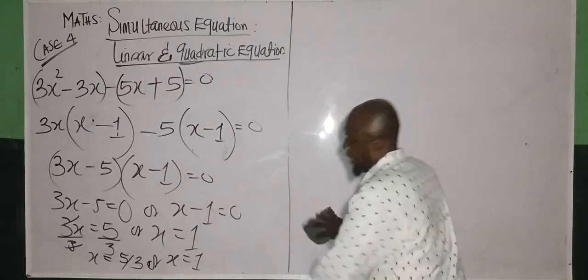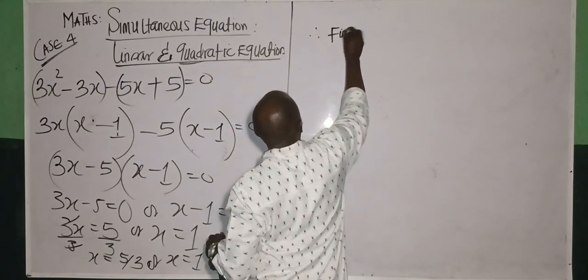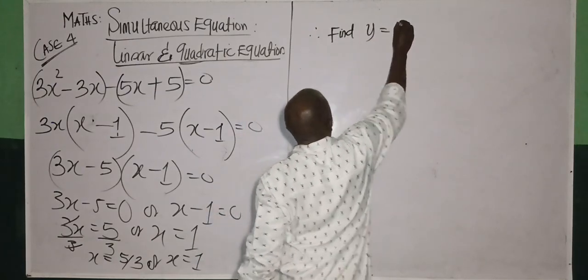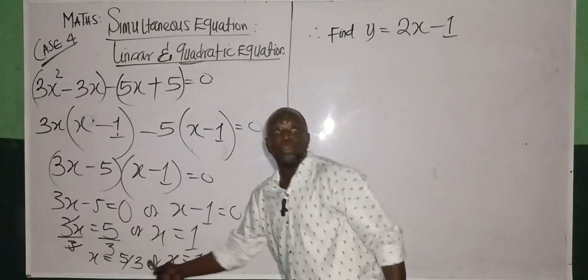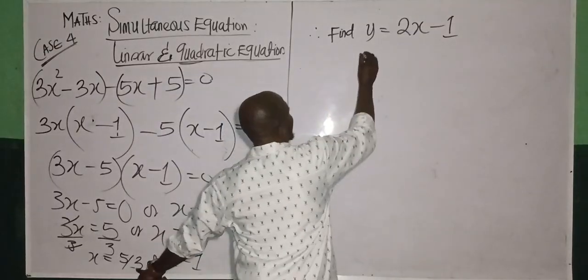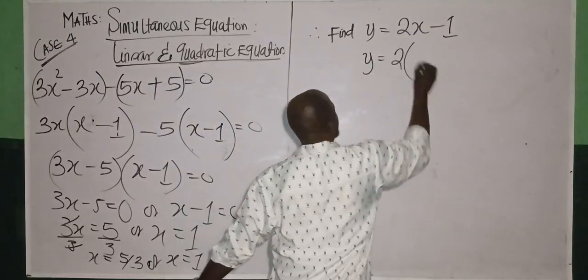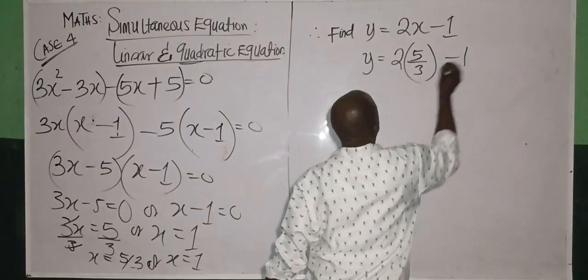So to find y now, recall that y becomes this value. Since I have the values of x, I will solve each of them one by one. For the first value, x is 5 over 3, so I will say 2 into bracket 5 over 3 minus 1.